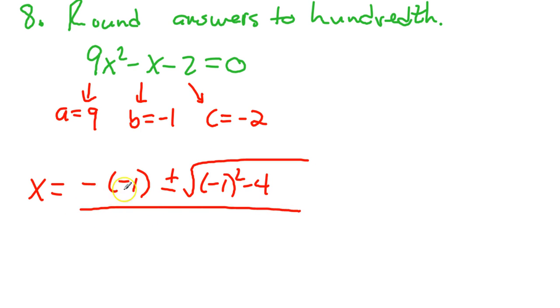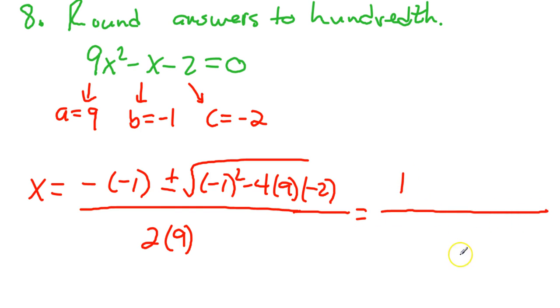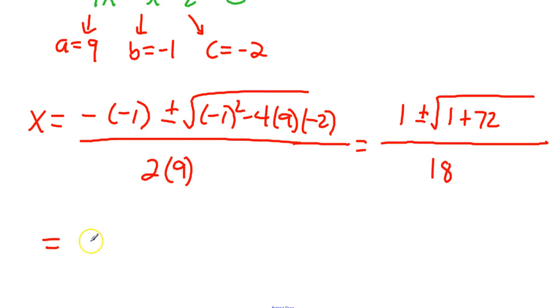Okay, and plugging everything in, we've got minus -1 plus or minus the square root of -1 squared minus 4 times A times C, and all that is over 2 times A. So we'll change the minus negative to just a regular 1, 2 times 9 for 18. -1 squared is 1. 4 times 9 is 36, times 2 is 72, so that's 1 plus 72, which is 73.